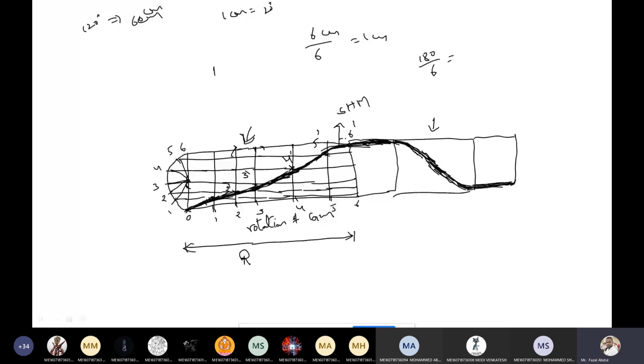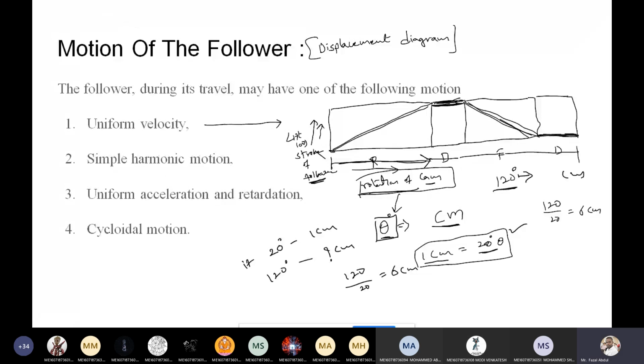This type of displacement curve is known as simple harmonic motion. The first question in your mind should be: what type of diagram do we need to draw on the paper? Because the types are mentioned in the topic: uniform velocity, simple harmonic motion, uniform acceleration and retardation, and cycloidal motion. Four topics are there in the follower motion. So which diagram do we need to draw?